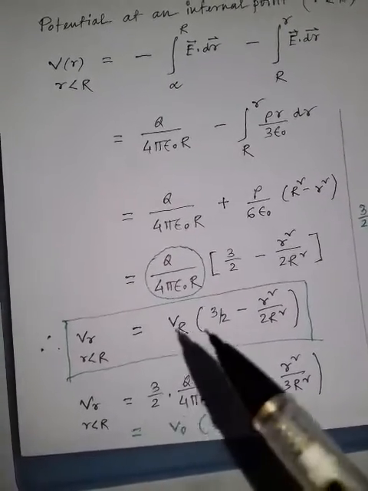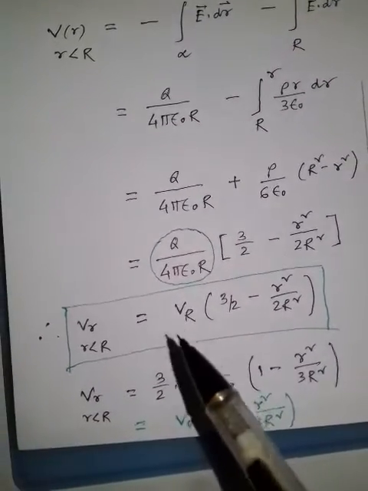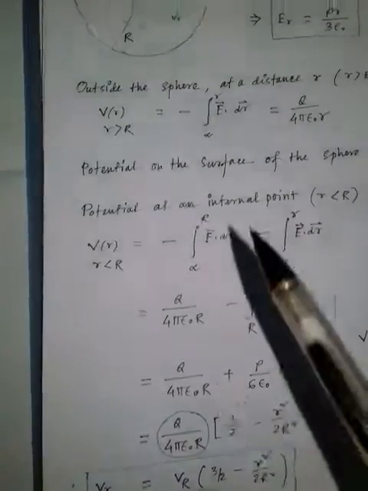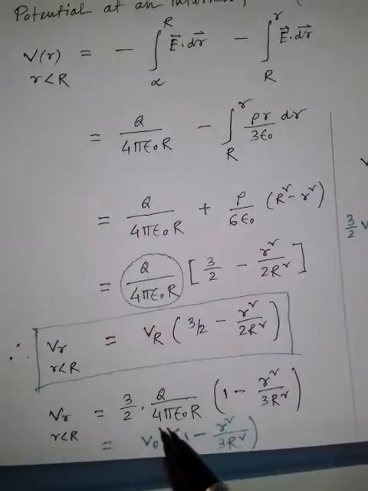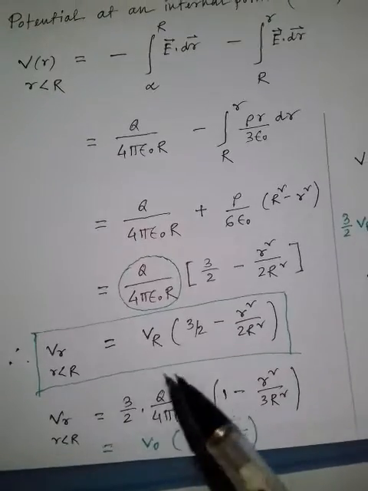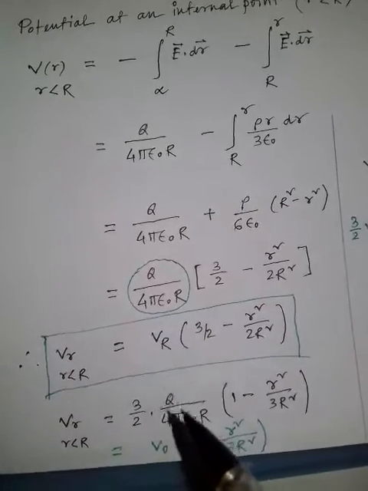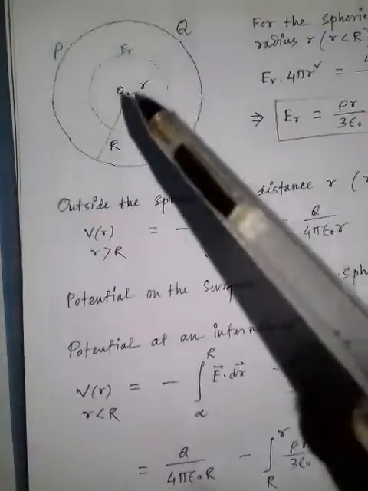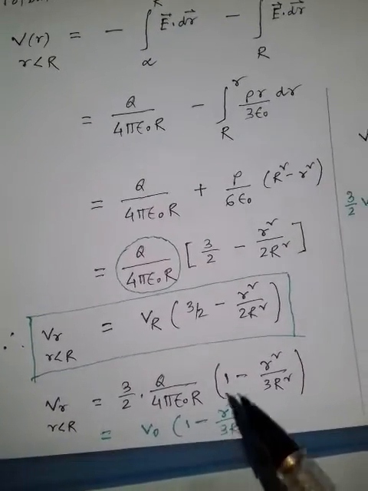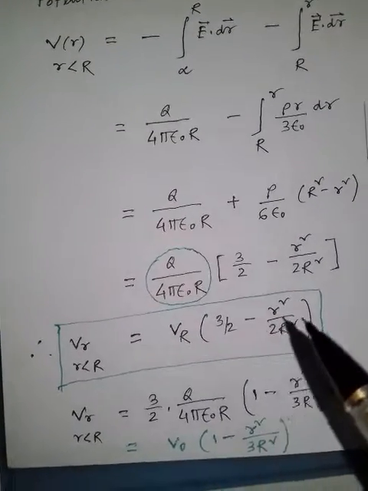We get 3 by 2 Q by 4 pi epsilon naught capital R into 1 minus r square by 3 R square. But here 3 by 2 Q by 4 pi epsilon naught R is the potential at the center, because if we take r equal to 0 here, we get V0. So this part must be the potential at the center, V0. So another expression for V(r) would be V0 into 1 minus r square by 3 R square. Now look at these two expressions.